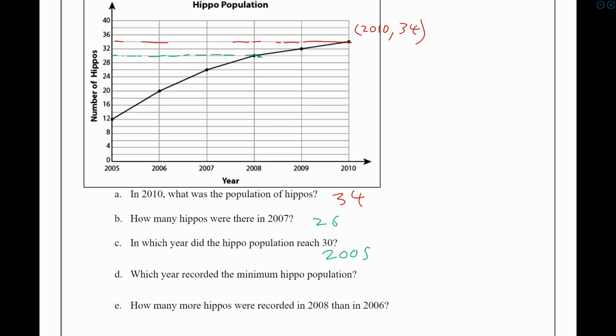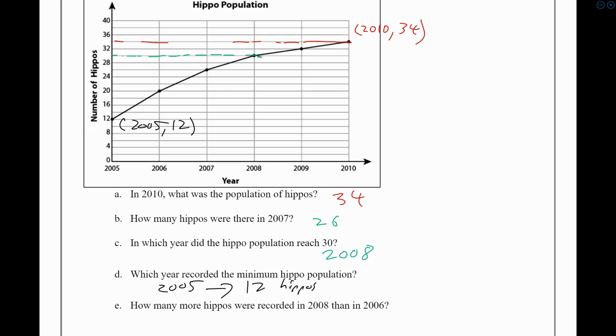Brilliant. Okay, now we've got these min and max questions. Out of this range, what's the minimum hippo population? What's the lowest one? Yeah, the first one. So that's 2005. And maybe another part can say, if the minimum was in 2005, what was the minimum value? In 2005, how many hippos were there that year? 12. Right, so there were 12 hippos. Good. Or we could say, in 2005, there were 12.